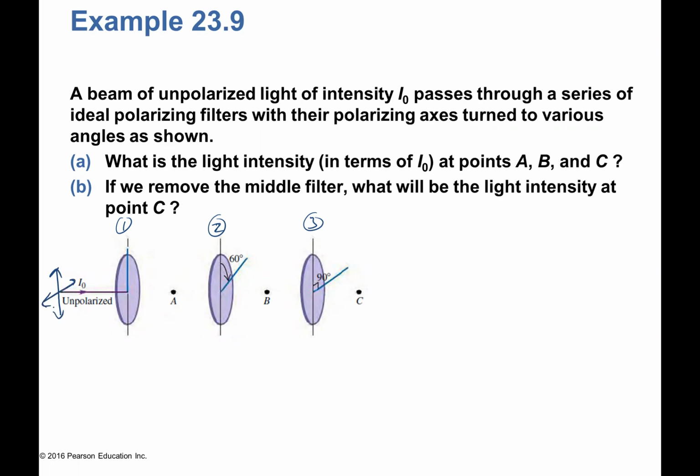You can think of this unpolarized light as both vertical and horizontal. Okay, let's look at the axis of the first polarizer. You can see it's vertical.